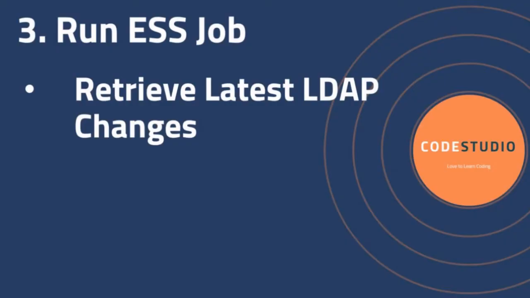Okay. Now the third step is to run the LDAP job. Okay. You run the process called Retrieve Latest LDAP Changes once during the implementation. Basically, this process copies the data from the LDAP directory to the Oracle Fusion application security tables. Thereafter, the data is synchronized automatically. To run this process, we need to perform a task called Run User and Role Synchronization Process.